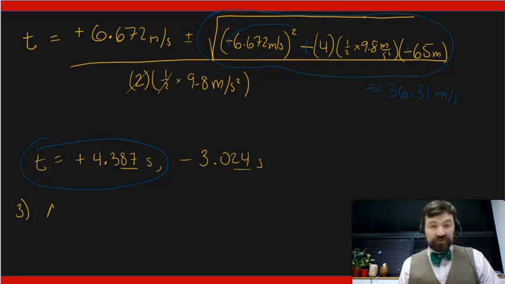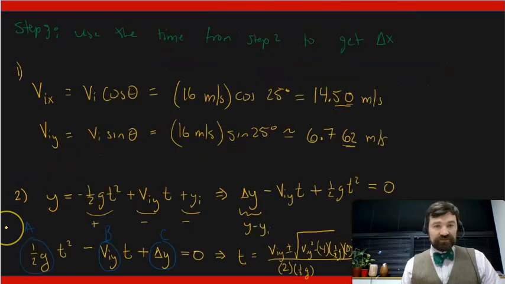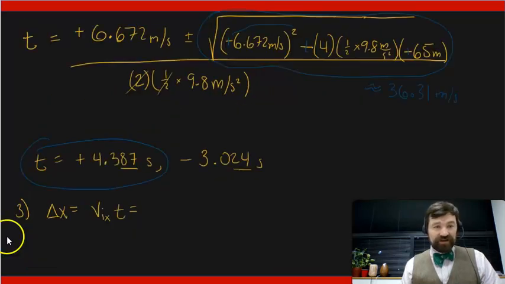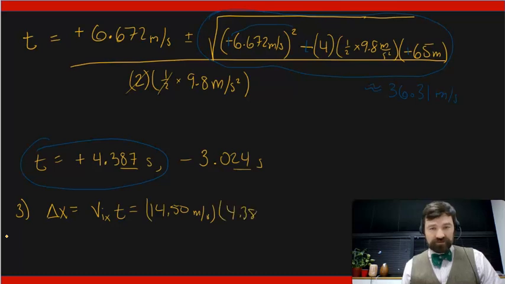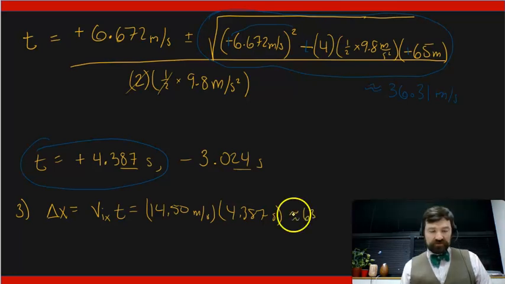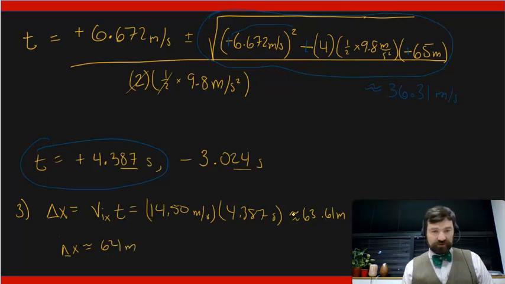So step 3, we now can solve for delta x. It should be v initial x times time. The v initial x we found as 14.5 meters per second. And then the time we found up here as 4.387 seconds. So we multiply those two together to get about 63.61 meters. Now again, 2 sig figs, that means delta x is about 64 meters, and that's a wrap.